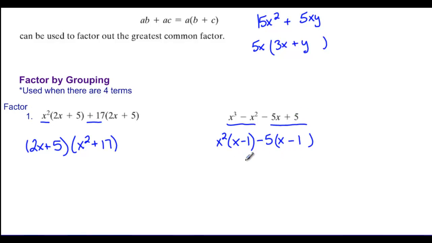So one of the ways to make sure that you're on the right track is to see if your parentheses match. And indeed, our parentheses do match. So we're going to factor out our parentheses, so x minus 1, and they're going to be left with this x squared minus 5.